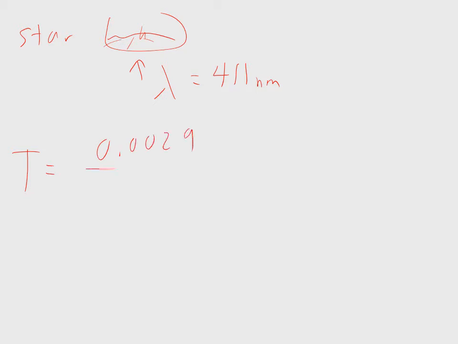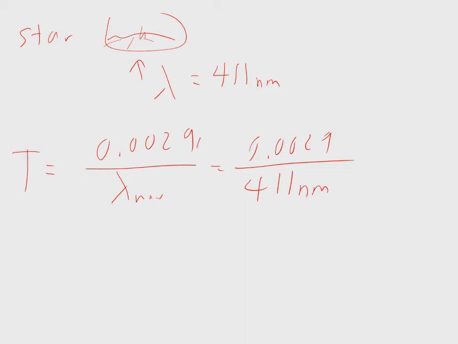Now, we can run this backwards. I'm looking at a star, and I can measure the brightness of the star. I can measure the peak wavelength, so the most intense color in that particular star is 411 nanometers. I want to know the temperature of the star. The temperature is going to be 0.0029 divided by the peak wavelength. So in this case, it's 0.0029 divided by 411 nanometers.